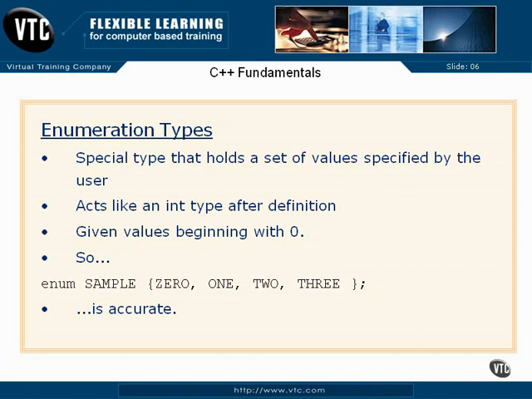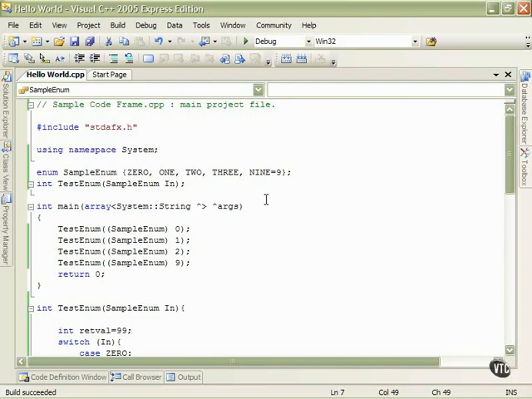So let's flip over to some code here, and this is in our Visual C++ 2005 Express Edition, a nice little freebie from Microsoft that we showed you how to download and install. And here we have a little bit of code. Here's our enum, and we're just going to call it sample enum. And it has 0, 1, 2, 3. And notice that we changed the value. We said 9 equals 9.